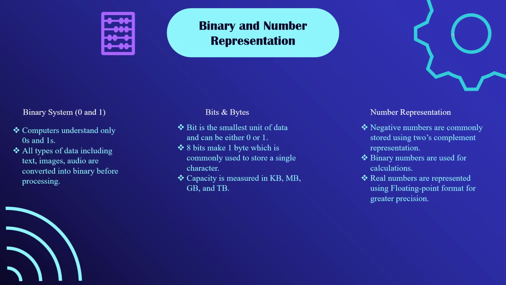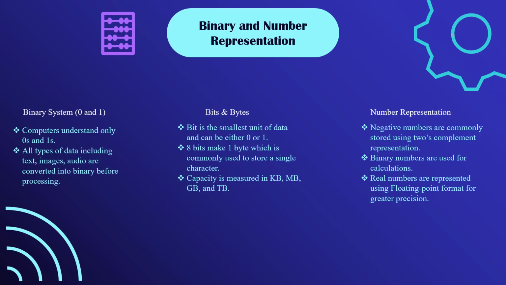To understand this better, let's talk about bits and bytes. A bit is the smallest possible unit of data, and it can only be 0 or 1. When you group 8 bits together, you get 1 byte, which is commonly used to represent a single character, like the letter A, right? From there, storage capacity is measured in larger units such as kilobytes, megabytes, gigabytes, and also terabytes. The terms KB, MB, GB, and TB come from here.